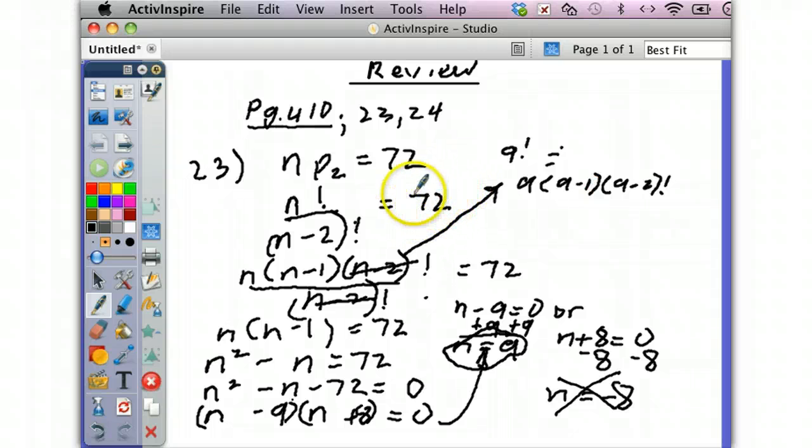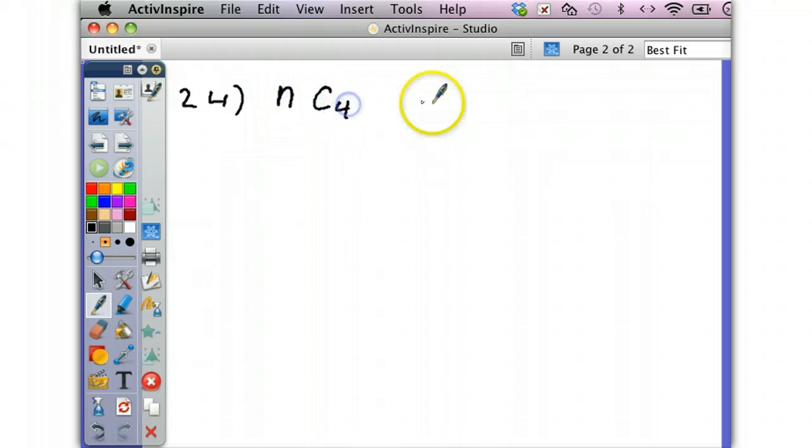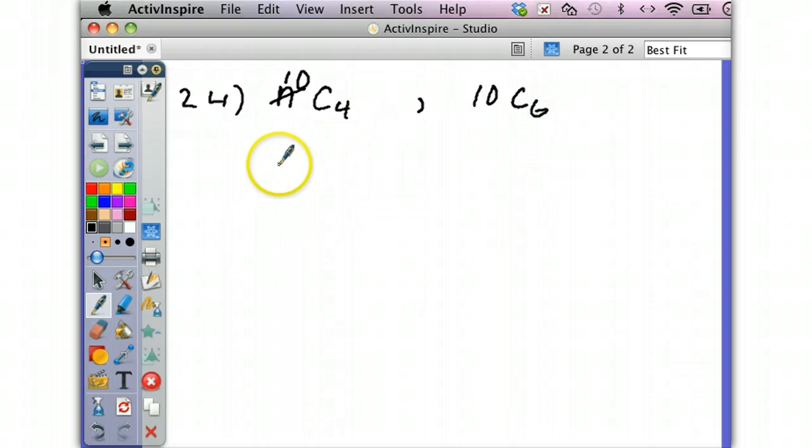All right, let me take you to the other one with me, because some people didn't do it. Number 24. Jessica, read that for me, please. Find the values of 10C4 and 10C6. What do you notice? A number of people got this and found out that it's quite interesting.